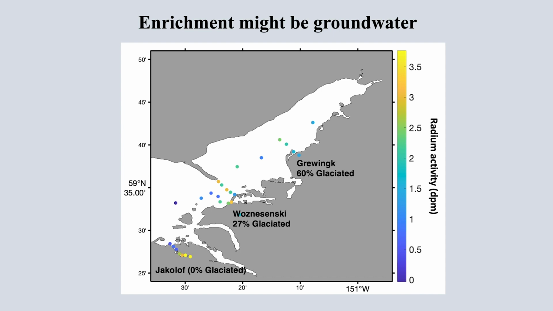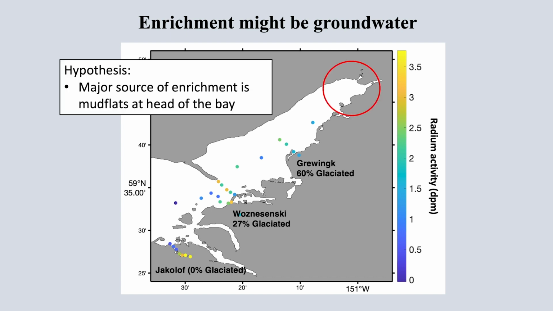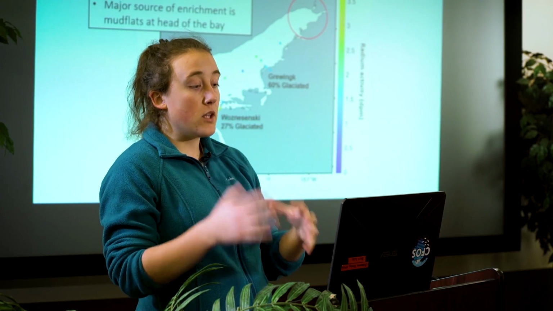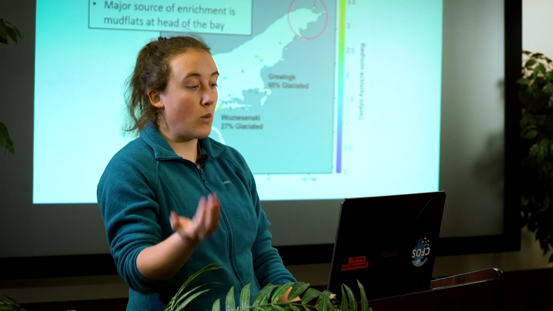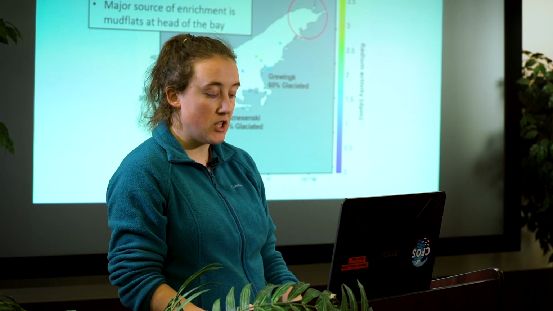Since the enrichment is not from the rivers, it might be groundwater. This summer I've come up with a hypothesis that it's from the head of the bay. What I've circled here is the head of the bay, where there are some extensive mudflats. I think these mudflats are a major source of enrichment. We have that big tidal pumping that I was talking about earlier. So by using radium data, you can solve for different things and figure out where groundwater might be coming into an ecosystem. Thank you for listening, and I'll answer any questions you have.